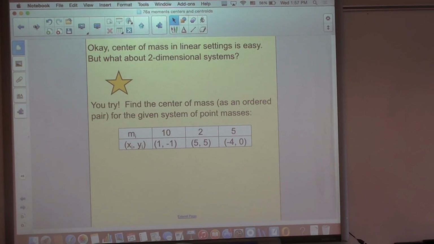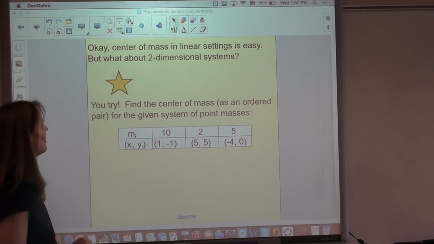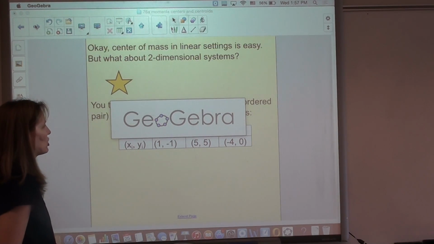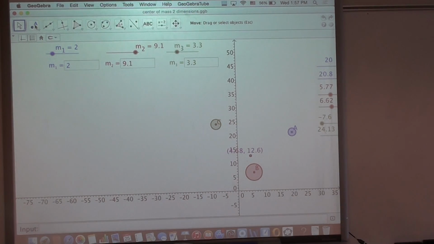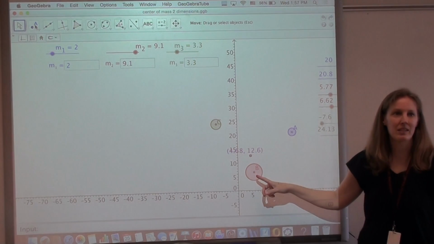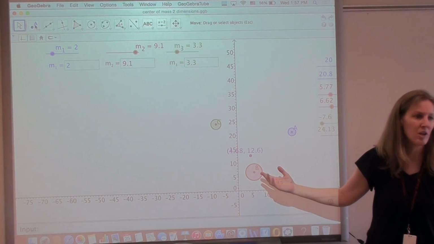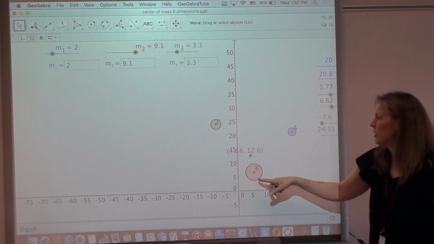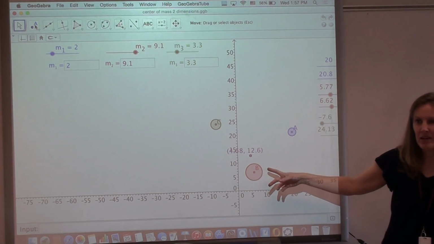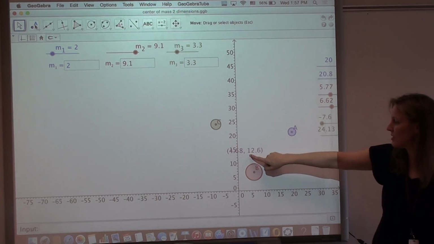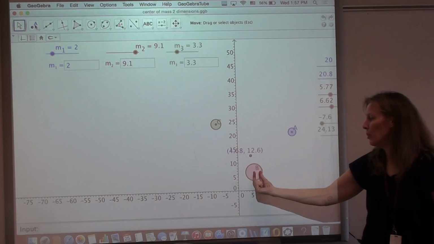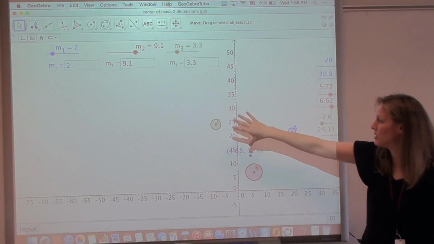Alright, so now that was one dimensional. Now we're gonna do 2-dimensional. With a 2-dimensional system, let me pull up this GeoGebra demonstration here. What we have is 3 circles, and the size of the circle represents the mass of the circle. It's called a point mass. Let's pretend the bigger the circle, the heavier the circle. This dot right here is our center of mass. The center of mass gets pulled towards the heavier object because we want the moments to all be the same.